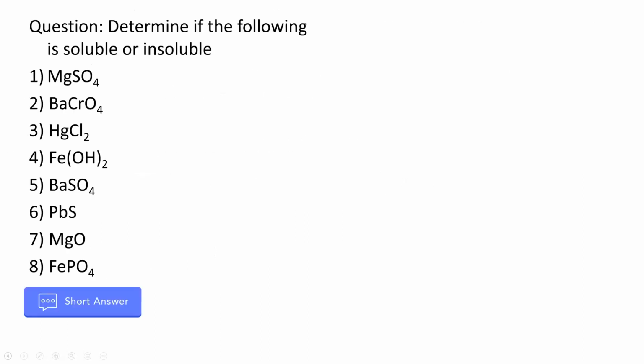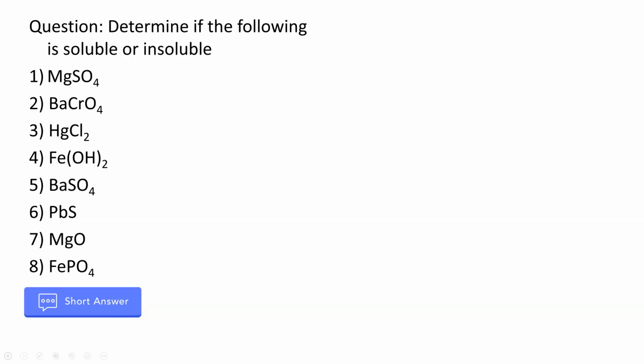So here are some questions for it. Remember, sulfate is usually what? Soluble, right? So in this situation, is it soluble or insoluble? Well, it's not solid cartoon on PBS here, because Mg is not one of those. So this is going to be soluble.